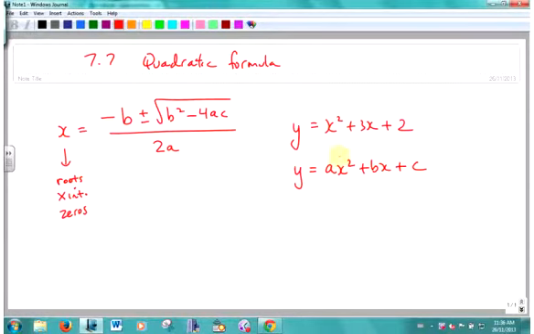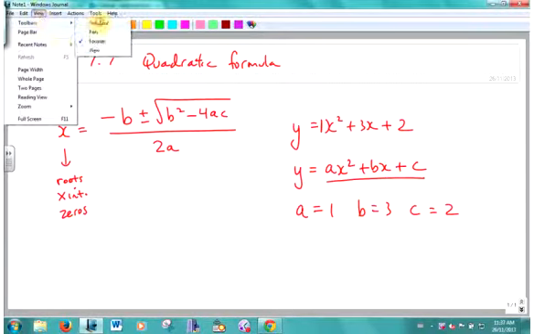Once you do that, the first thing you want to do is label what is A. A is the coefficient of the x squared term. What is it here? There's nothing there, so it must be a 1. What's B for this quadratic? B is 3, and C is 2. Do this every time. It will help eliminate some errors when you just try to look at this and put it in there. Okay? So first, make sure your quadratic is in this form. Write down A, B, and C.